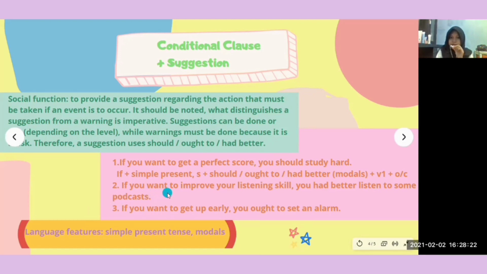If you want to improve your listening skill, you had better listen to some podcasts. If you want to get up early, you ought to set an alarm. The language features are simple present tense and modals.